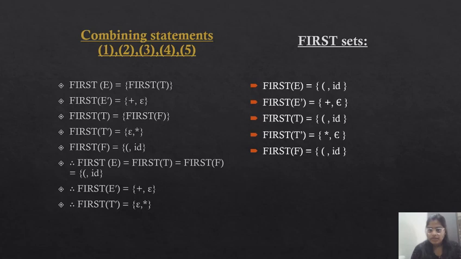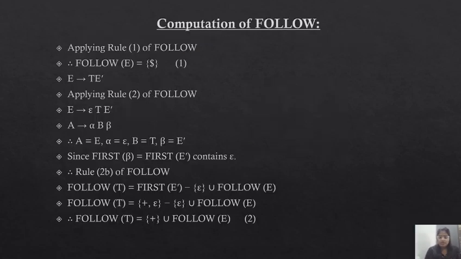First of T is opening bracket and ID. First of T dash is star and epsilon. First of F is opening bracket and ID. Next, computations for the follow.